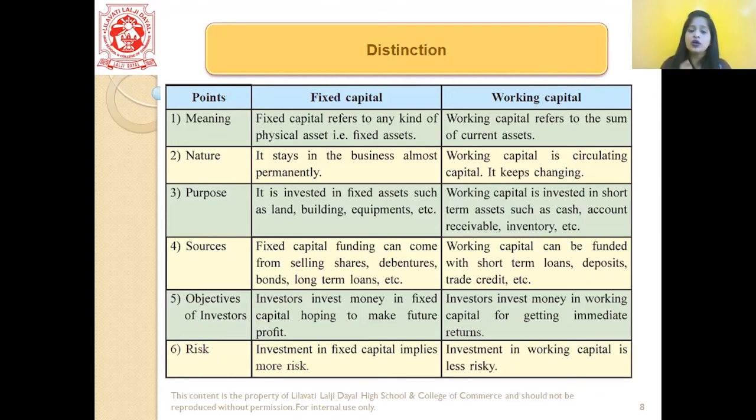So the 6 pointers, students, are there in your textbook. We will just have a quick recap. I'll just give you the main word that you need to remember. Meaning: fixed asset, and there you have current asset. Nature: permanent, and here it keeps on changing. Purpose: to invest in fixed asset, and here to invest in short-term asset. Sources: selling shares, debenture, bond, long-term loan; here it is funded with short-term loan, deposit, trade credit. Objective here is to make future profit; objective here is to make immediate return. Last one, risk: here you have more risk and there you have less risk.